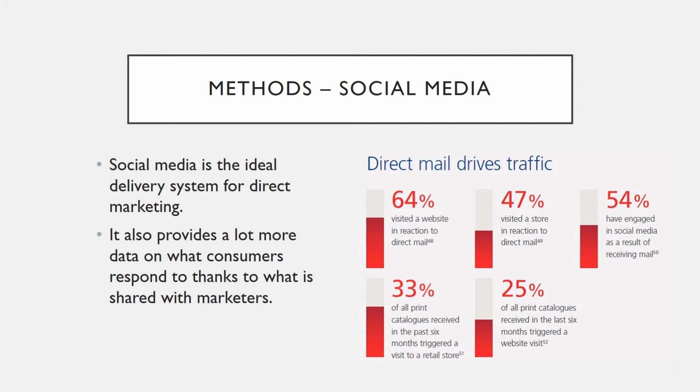Methods on social media. Social media is the ideal delivery system now for direct marketing. It also provides a lot more data on what consumers respond to thanks to what is shared with marketers. And you can see that from the image to the right-hand side of the screen, all the stats we have there on response rates when it comes to direct mail.